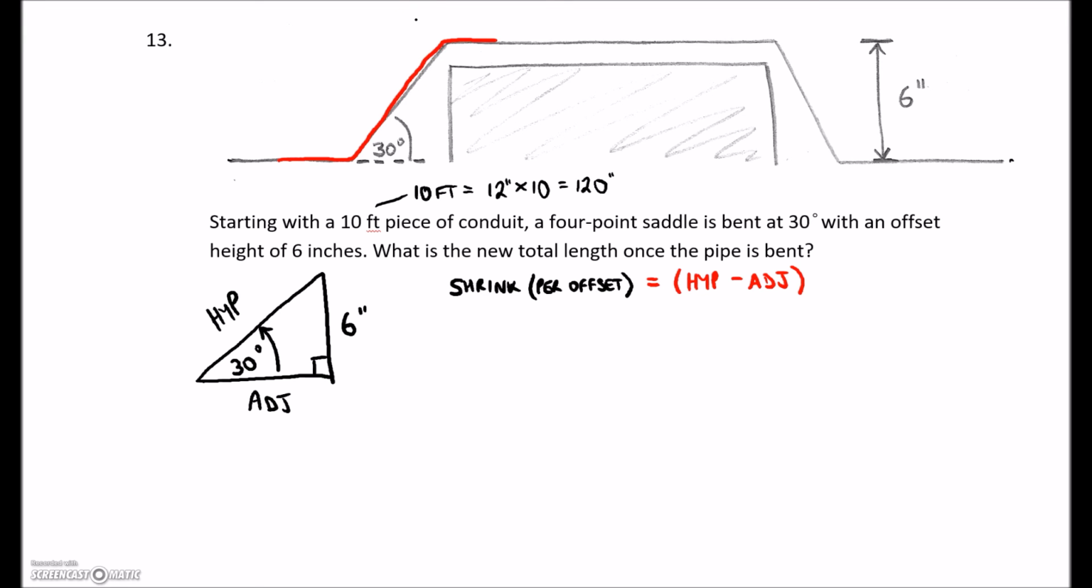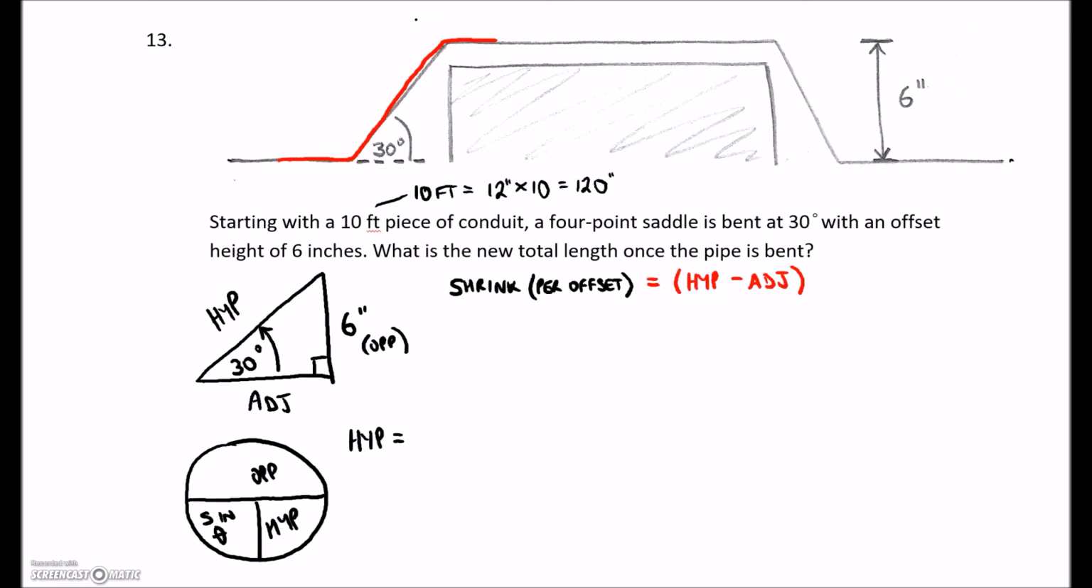So we've got the angle, we've got the opposite here, and we're trying to find the hypotenuse, so let's do that first. We'll do that using sine. So we know that sine is our opposite over our hypotenuse. So we can find our hypotenuse by taking our opposite of 6 inches and dividing it by the sine of 30 degrees.